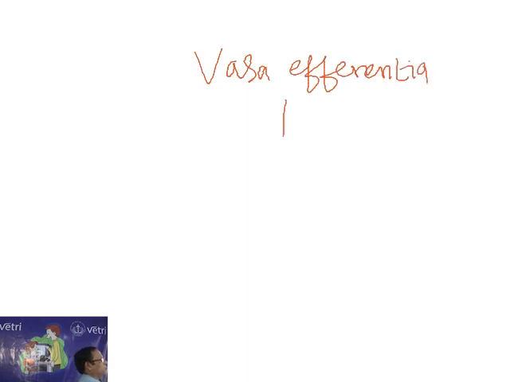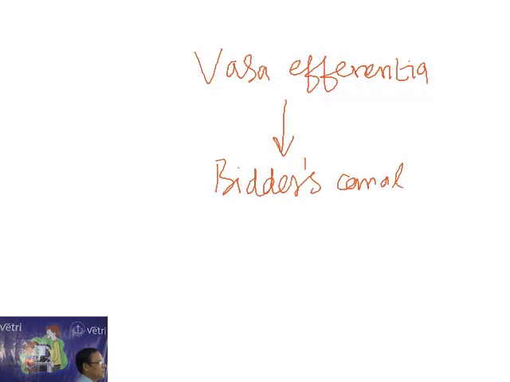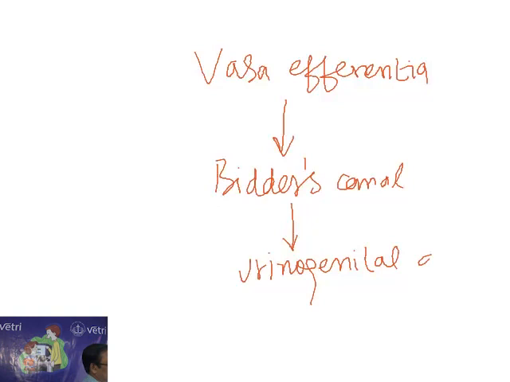So they open into the Bidder's canal. The Bidder's canal is present inside the kidney. The Bidder's canal proceeds as what we have, the urinogenital duct. It opens into the urinogenital duct, the common passage for urine and the reproductive materials.